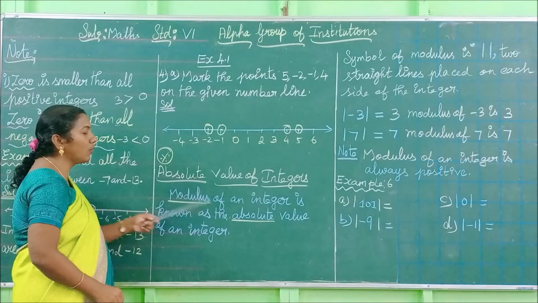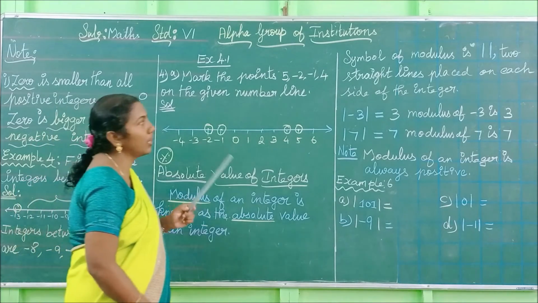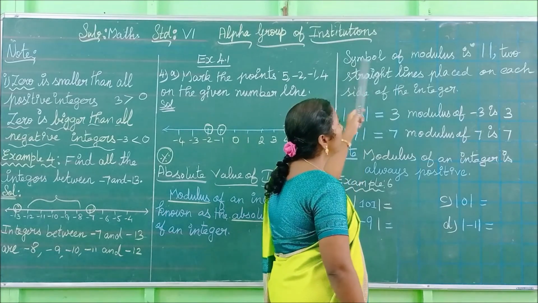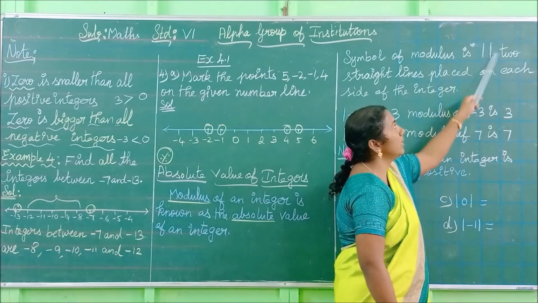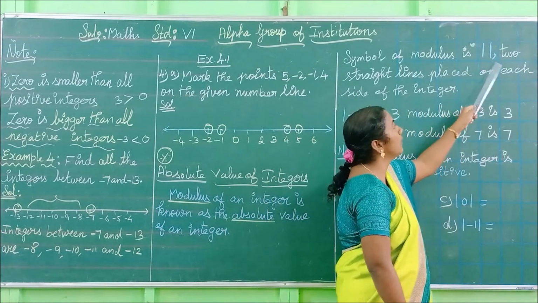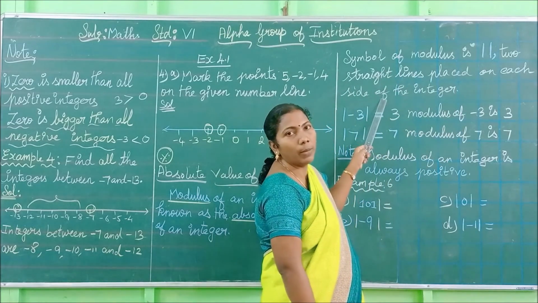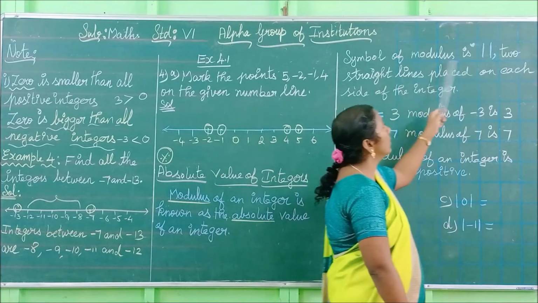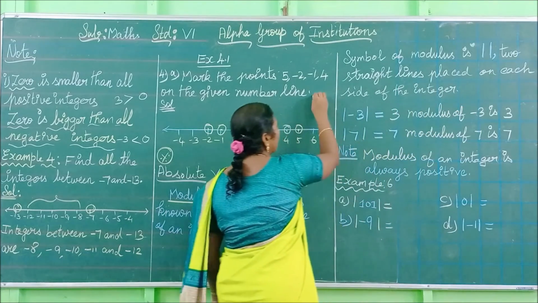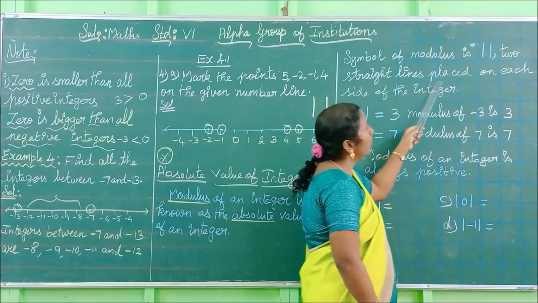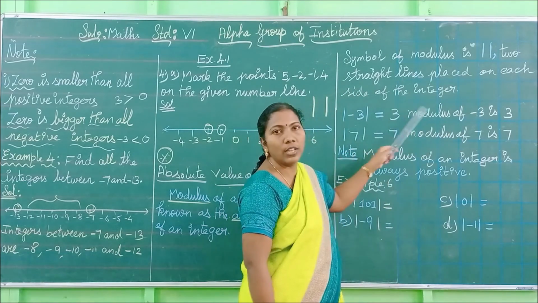Now we are going to see what is the meaning of the word modulus. Okay. First I am giving the symbol for modulus. Symbol of modulus is, don't say it as a 11, this is 2 lines. We have to place these 2 lines on each side of the given number. Okay. So symbol for modulus is like this. You have to write. Okay. 2 straight lines. It should be placed on each side of the integer.